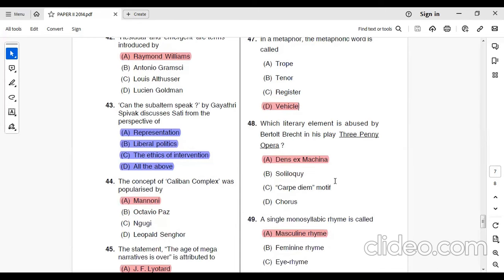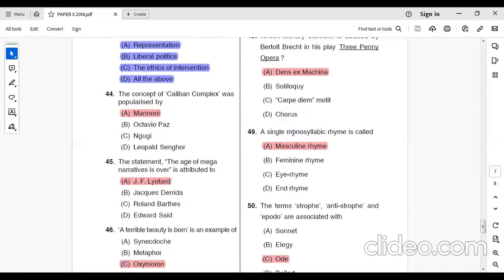Question number 48: which literary element is abused by Bertolt Brecht in his play Threepenny Opera? Deus ex machina. Deus ex machina is abused. Question number 49: a single monosyllabic rhyme is called a masculine rhyme. Single monosyllabic, that is, a rhyme on the final stressed syllable.